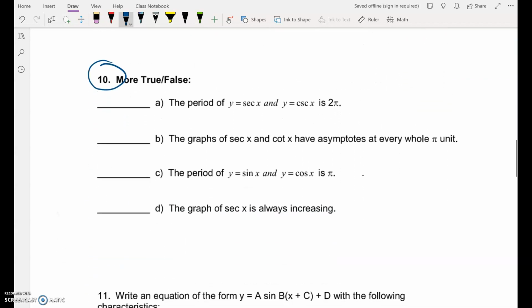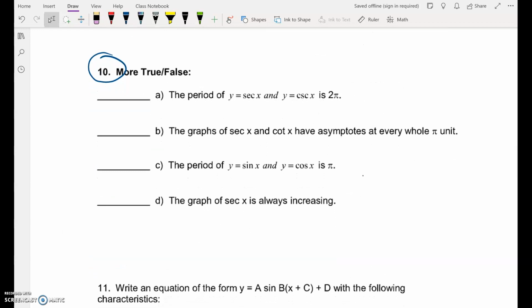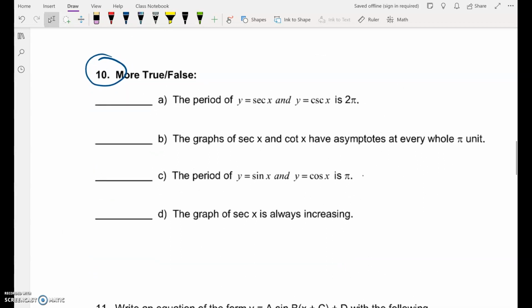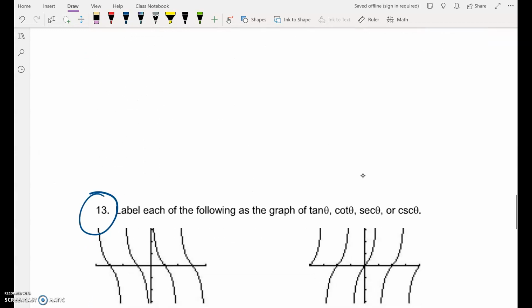True or false? Let's do this. True or false? The period of a secant graph and a cosecant graph is 2 pi. First, we got to know what that means. That means, does a secant graph complete its cycle in 2 pi units? Well, let's go look at these graphs again.